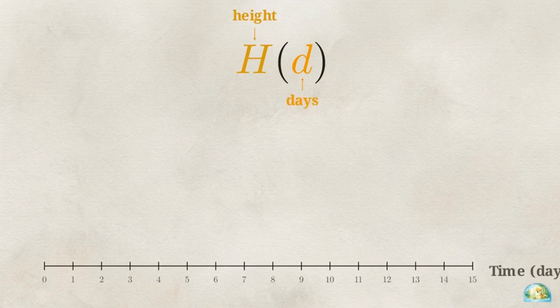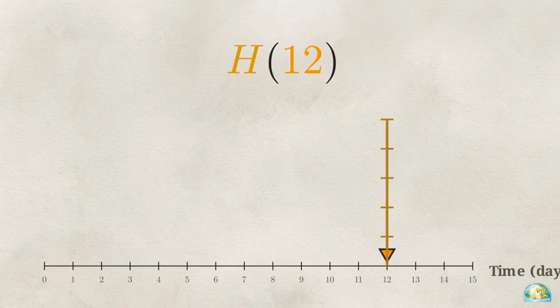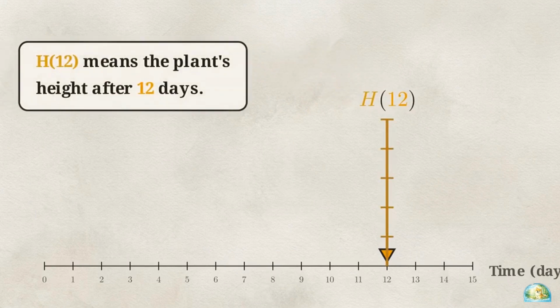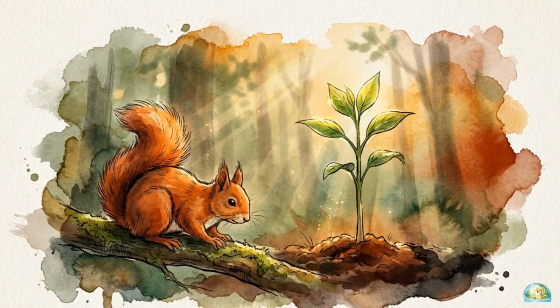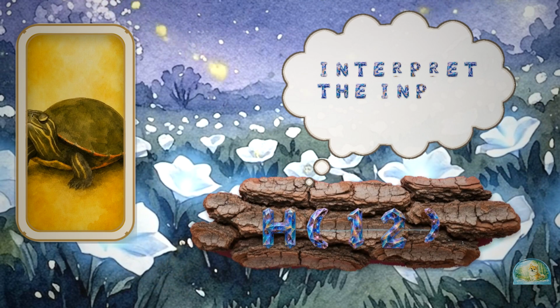If we analyze the specific notation h of 12, the input 12 stands for 12 days. The function output represents the plant's height for that exact day. So h of 12 means the plant's height after 12 days. This notation provides a complete descriptive sentence about a physical event. H of 12 means the plant height after 12 days.